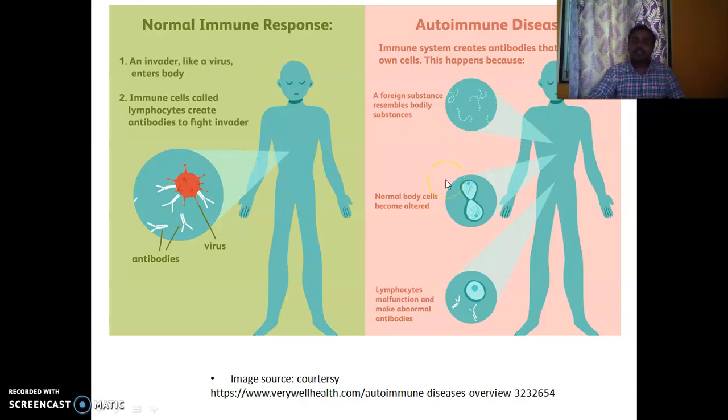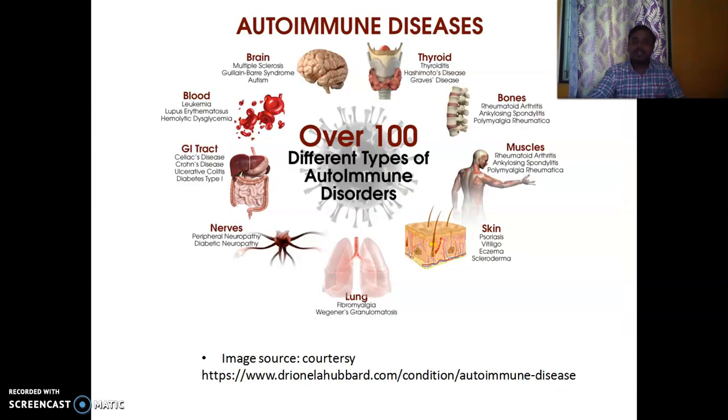The second reason it can happen is that normal body cells become altered, or mutated. The third reason is when our lymphocytes, that is T cells and B cells, malfunction and make abnormal antibodies. Due to these reasons, our own immune cells can't differentiate between self and non-self and start producing these autoimmune diseases.